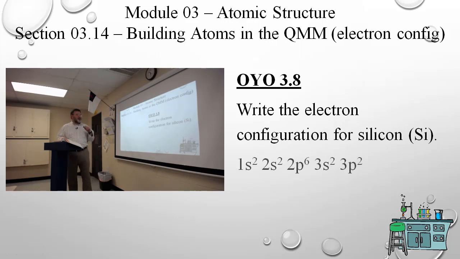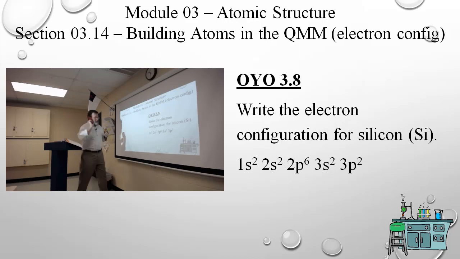Okay, should look something like this. 1s2, 2s2, 2p6, 3s2, 3p2. 2, 2, 6, 2, 2. We haven't hit the fourth energy level yet, so we haven't had to even touch the D's, so we can't make the mistake of forgetting to remove one energy level from the D's.